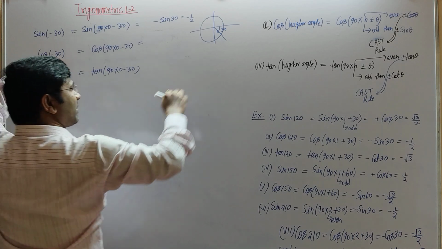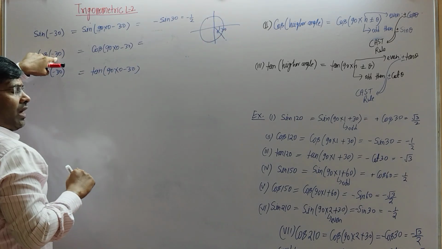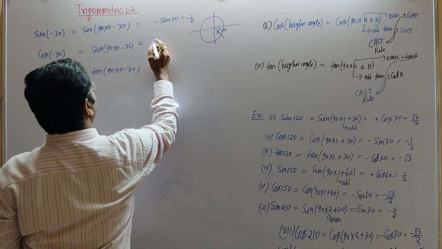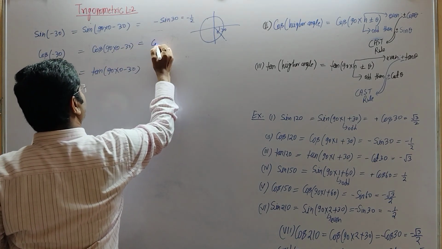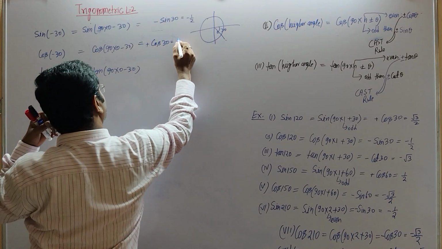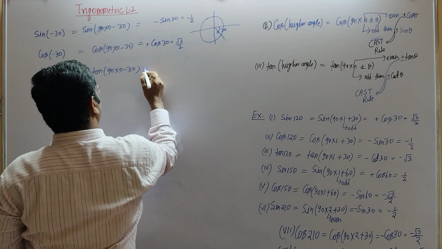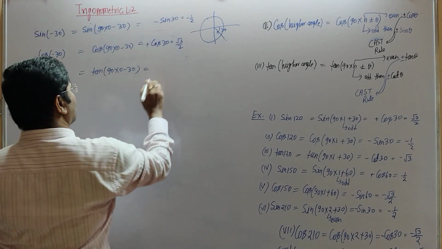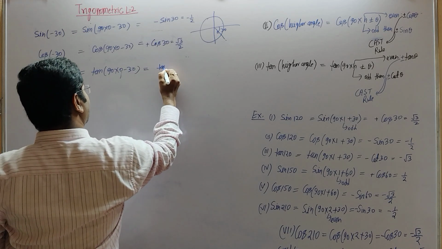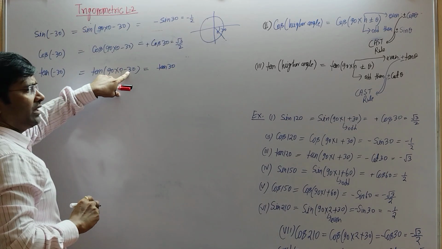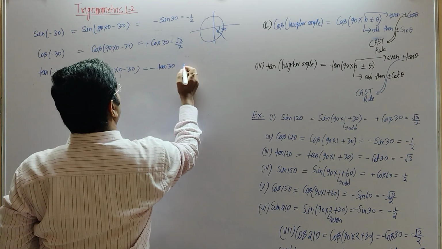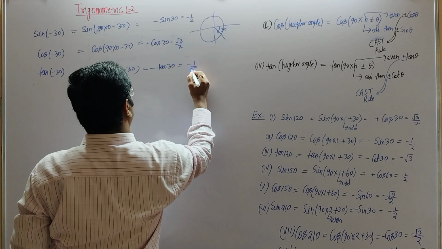Similarly, cos minus 30 will lie in the fourth quadrant, and in the fourth quadrant cos is positive. This is even, so cos will remain cos 30, and this is positive. So this value is root 3 by 2. Again here, this is the even category, so tan will remain tan 30, and this minus 30 angle will lie in the fourth quadrant. Again tan will be negative there, so here it will be minus 1 upon root 3.